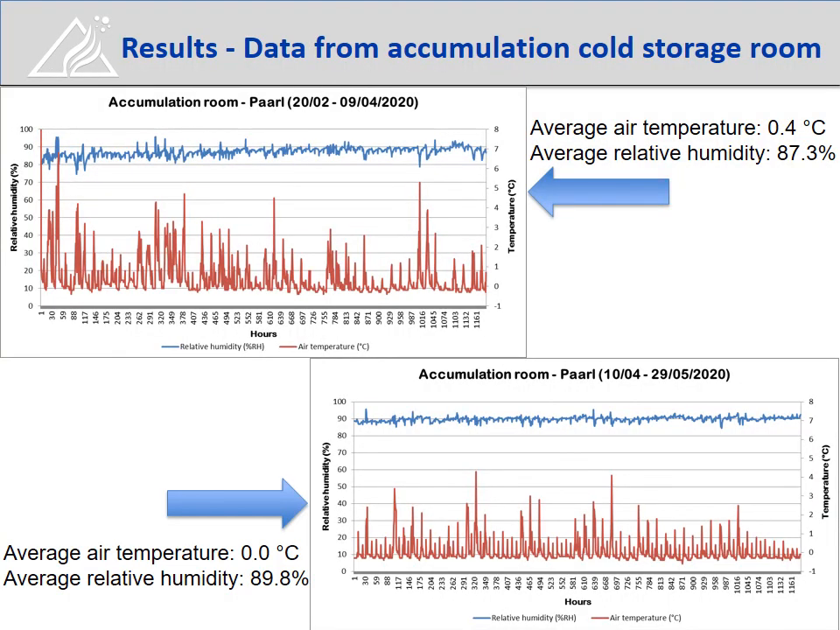If you look at the data from the accumulation cold room, this is a room in Paarl that we monitored. In the top left corner you can see that the average air temperature of that graph was 0.4 degrees Celsius with an average relative humidity of 87.3%, and at the bottom graph you can see an average air temperature of 0.0 degrees Celsius with an average relative humidity of 89.8%. You can also see the fluctuations in the temperature as the room is opened and closed during the day.